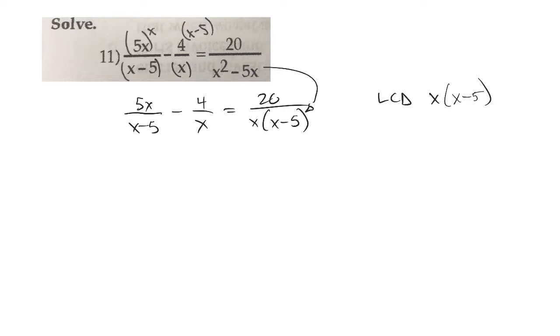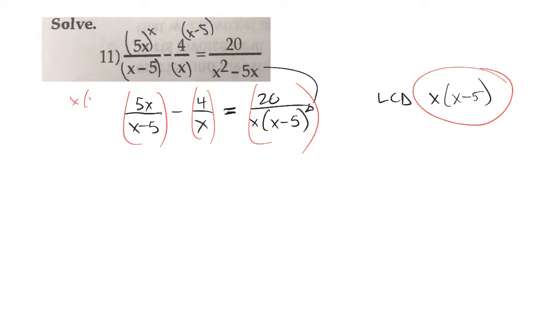So if you have an equation, then what you can do is use the I hate fractions rule or the clear denominator rule, which allows you to multiply every term, this one and this one and this one, by that lowest common denominator: x times x minus 5.